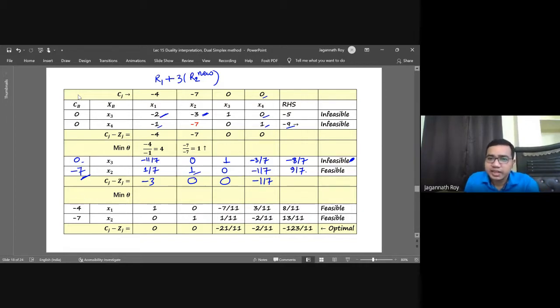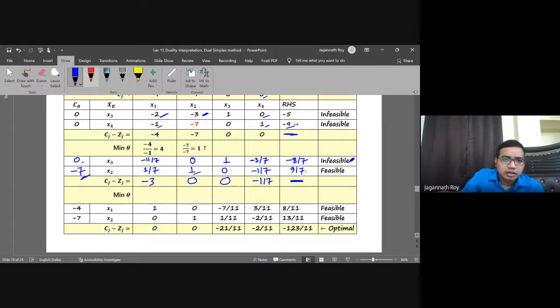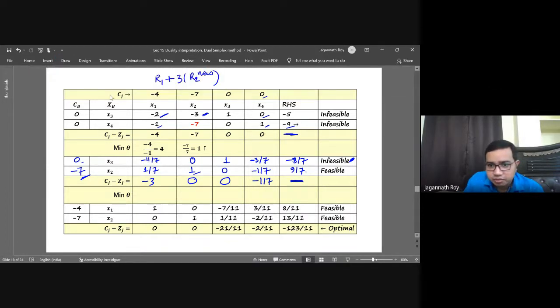Since this is infeasible, we do not calculate the objective value at the infeasible level. Only one negative variable is there, so we have to leave this variable. And the optimality criteria is also satisfied now. So leave this variable and calculate the theta value.